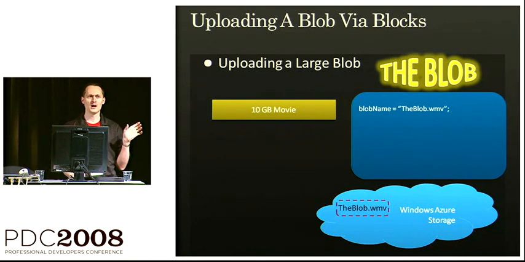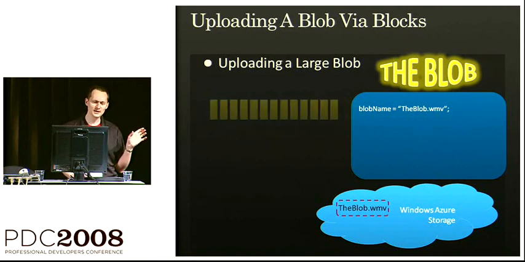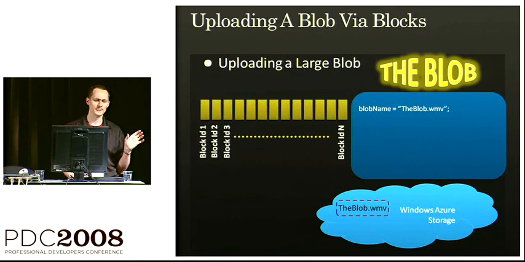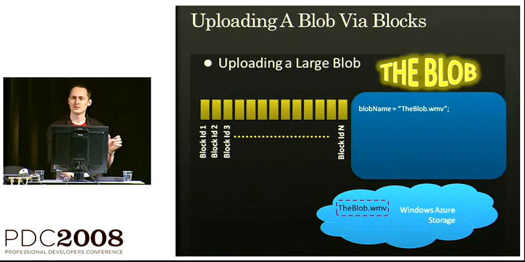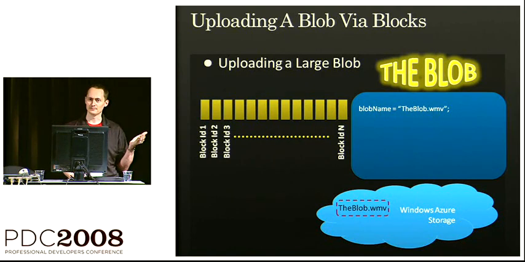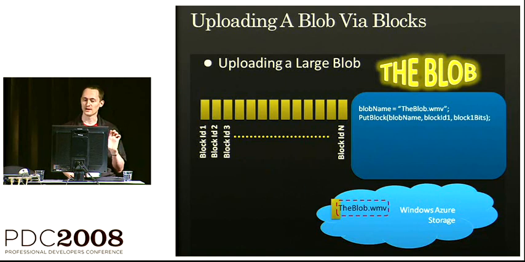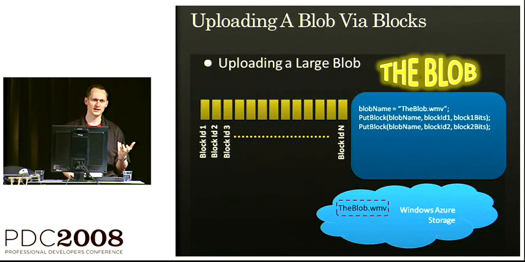Then we're going to take our blob, our 10 gigabyte movie, and break it up into what we call blocks. Each block has a unique name, which is scoped by the blob name. Then you put each of these blocks into the store scoped by that blob name, so each of these blocks is associated with the blob we've defined. So we're going to do a put block, putting each of these blocks up into the store. And if there's a failure for one of these put blocks, you can retry and then continue where you left off. Okay?